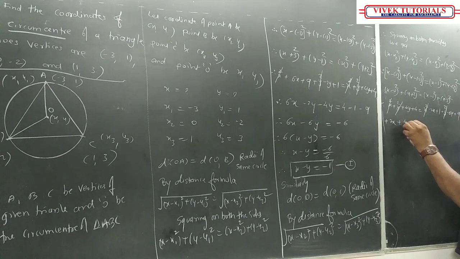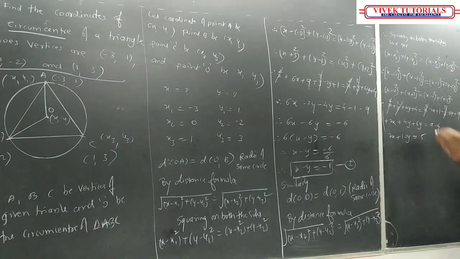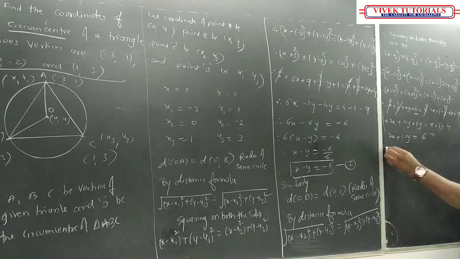plus 4y plus 6y is equal to 9 minus 4. So what we are getting is 2x plus 10y is equal to 5. Once again, we'll check it. It is 4, it is 1, it is 9, and 9 plus 1 is 10, plus 1 minus 4. This coming 9 plus 1 is 10, minus 4 is 6. So we can take 2 common, it becomes x plus 5y is equal to 3, equation number 2.